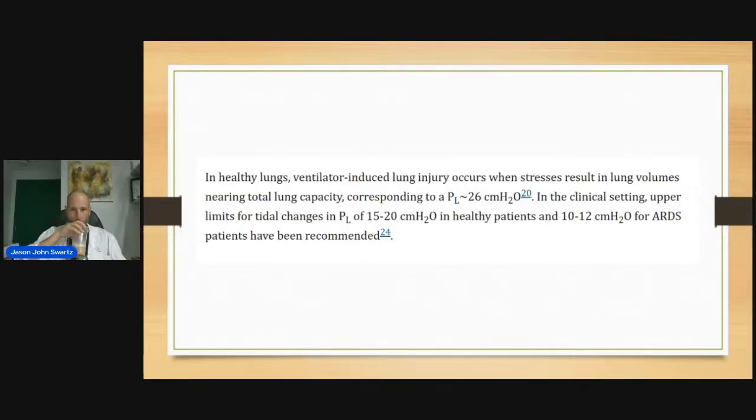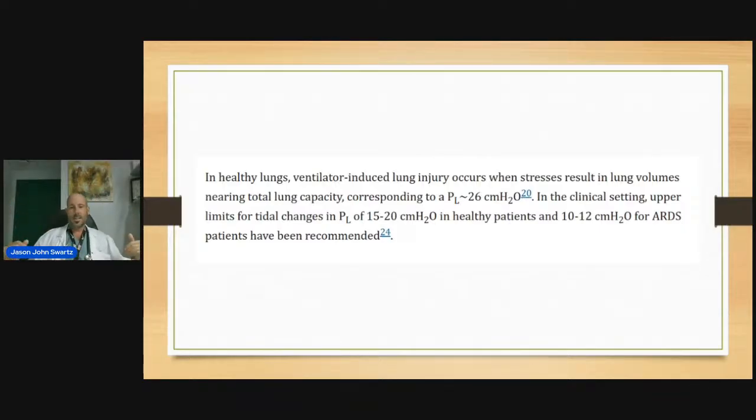There is a study, and I have the image in the presentation. I highly suggest you check out that study. So this is an excerpt from it. It says, in healthy lungs, ventilator-induced lung injury will occur when the stresses result in lung volumes nearing total lung capacity. So that's like from expiration to inspiration, a gradient of 26. That would be like a very deep breath approaching total lung capacity.